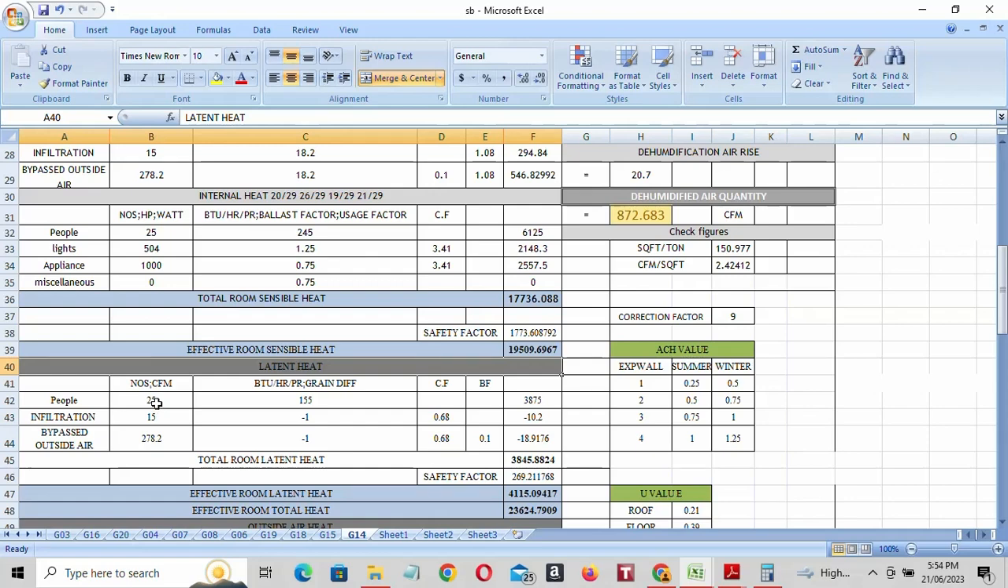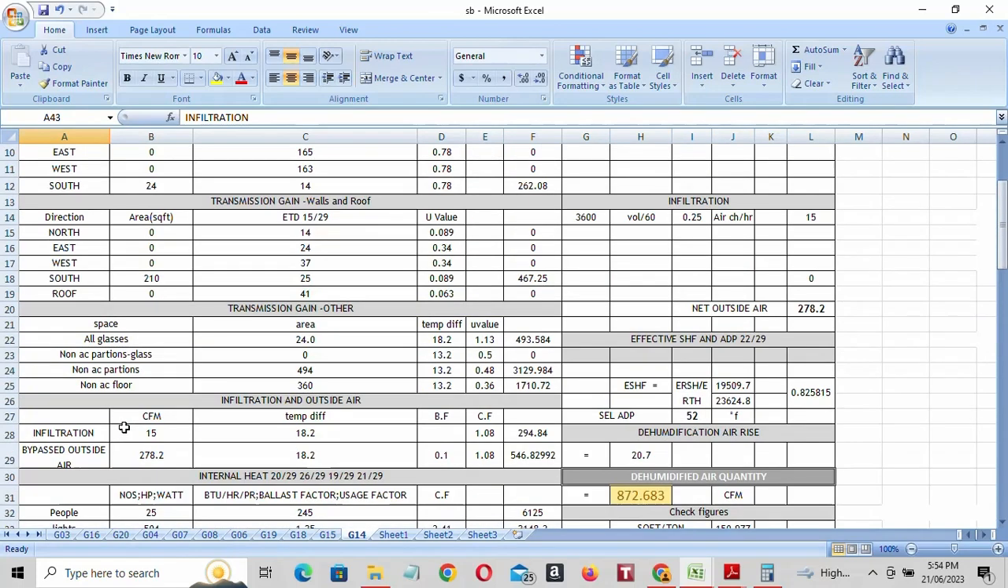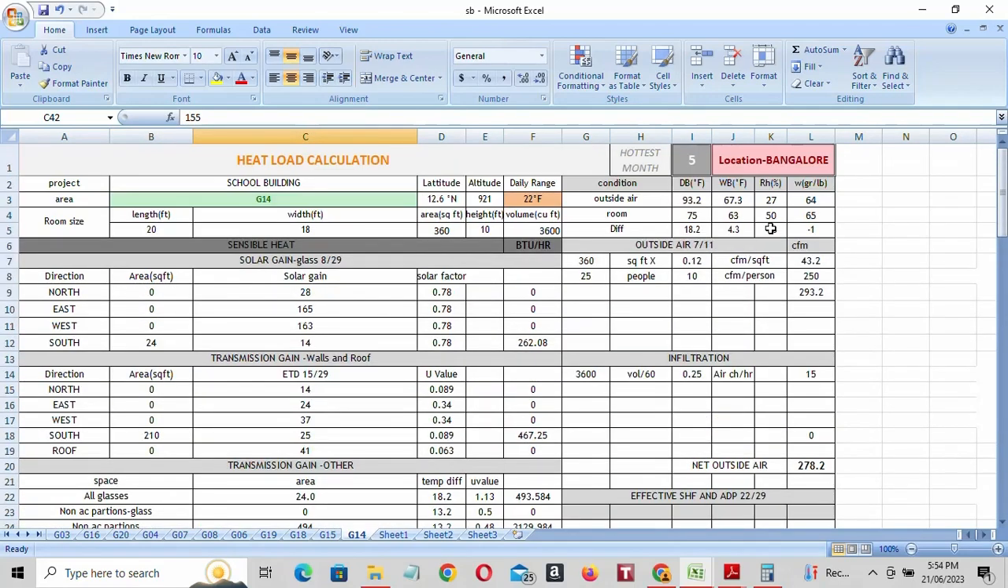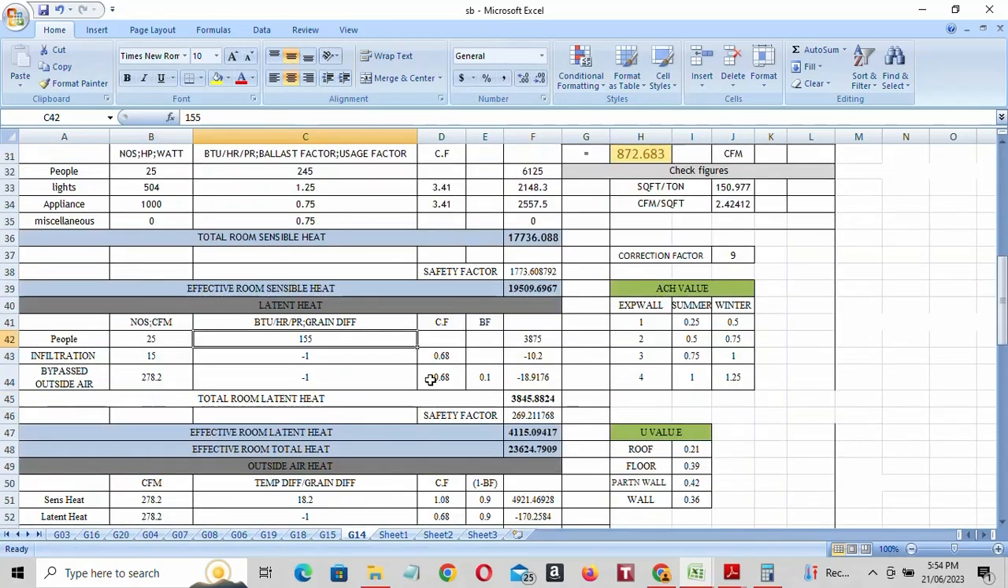Okay. Next is latent heat. People 25, and BTU for latent heat is 155. If you multiply, you get this value. Next is infiltration. Infiltration is 15. After BTU comes the humidity ratio difference, that is -1. This conversion factor remains constant. If you multiply, you will get this value.